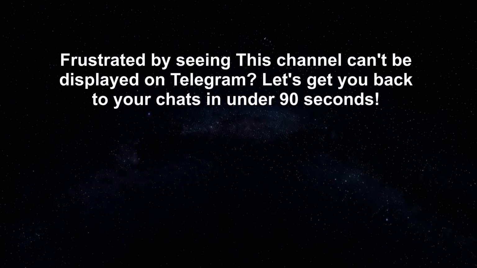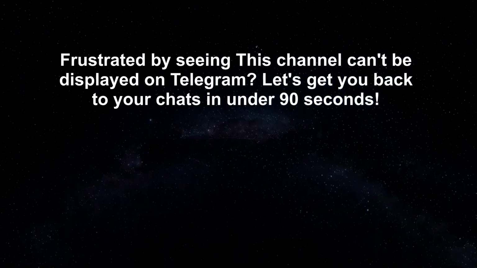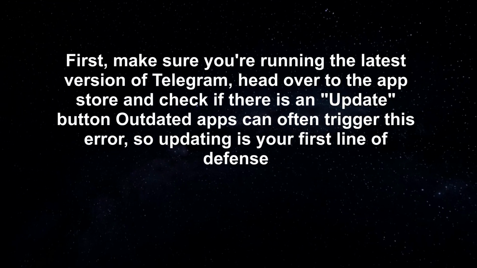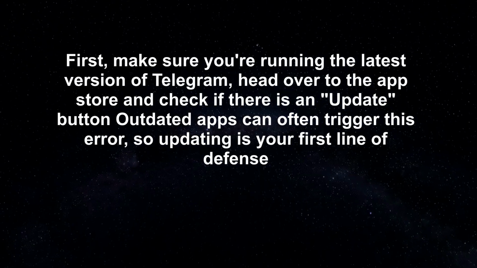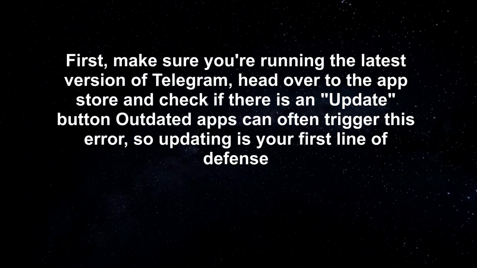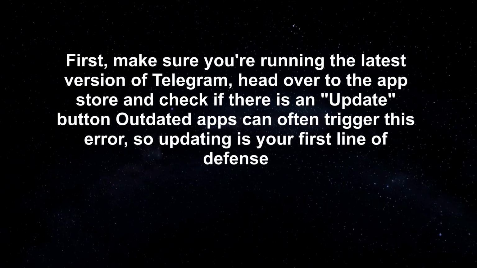Frustrated by seeing "this channel can't be displayed" on Telegram? Let's get you back to your chats in under 90 seconds. First, make sure you're running the latest version of Telegram. Head over to the App Store and check if there is an update button. Outdated apps can often trigger this error, so updating is your first line of defense.